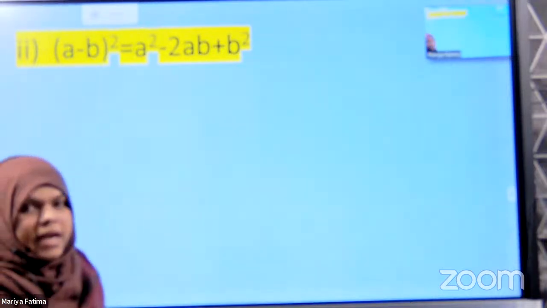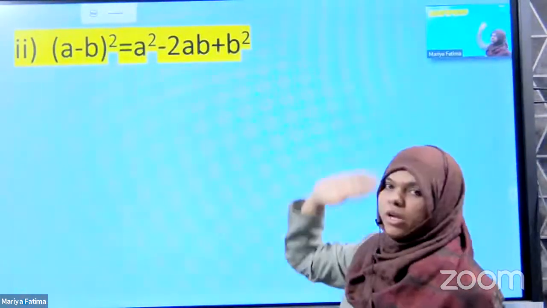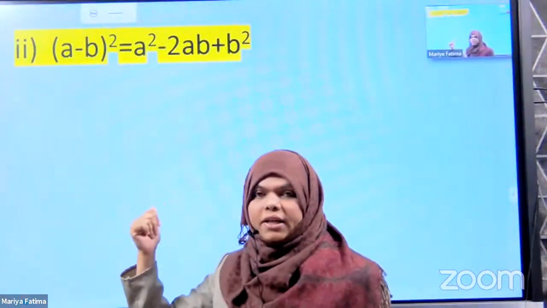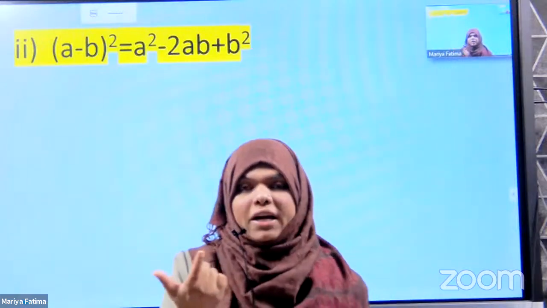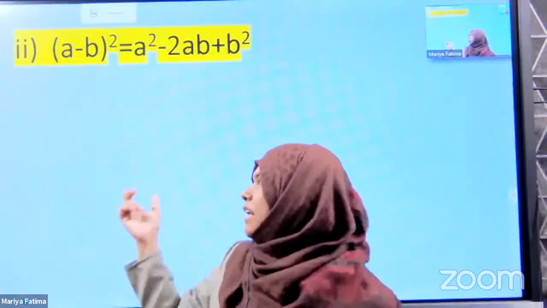Now the next identity is A minus B whole square. A minus B whole square is what? A square minus 2AB plus B square. How will it come? Yes, you can find out the product of the binomial with binomial. You will get this answer.